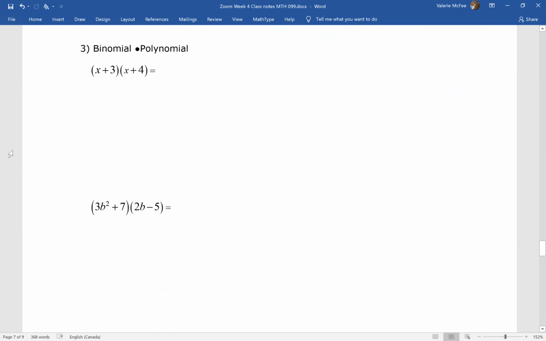Let's talk about multiplying a binomial times a polynomial. Now, if you see these first examples, they're a binomial, 2 terms, multiplying a binomial. So I have 2 terms times 2 terms. What you need to remember is that the first term multiplies the second bracket, and the second term multiplies the second bracket. So we have x times x plus 4, and then plus 3.